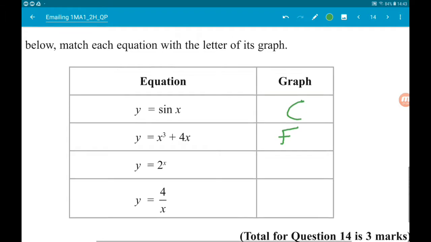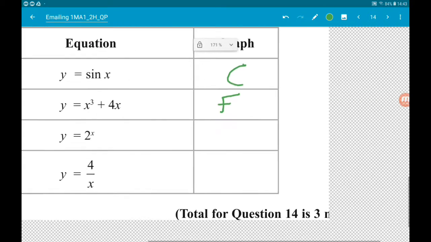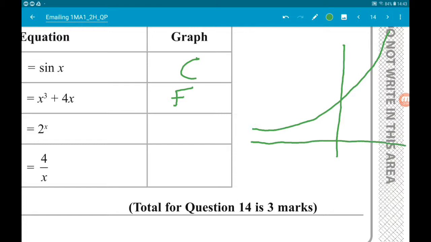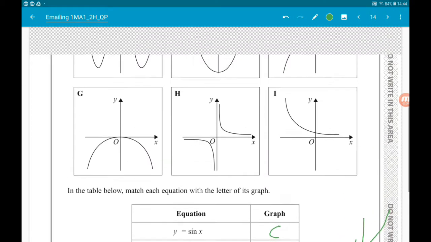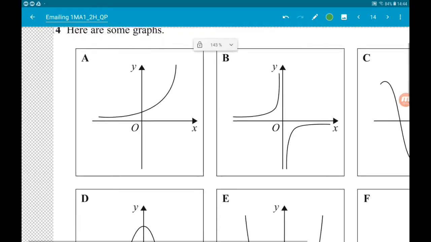Okay, then we have y is 2 to the power of x. So this is an exponential graph, and these guys look something like that. And they always cross the y-axis at 1. Okay, so that is going to be graph A.